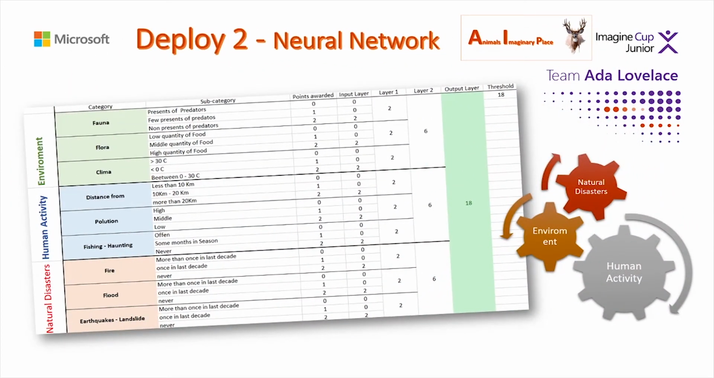For the suggested locations, data is collected and registered related to three main categories: natural disasters, human activity, and climate conditions. These categories are further analyzed into separate layers. This data is examined by a neural network for the final choice of the ideal location.